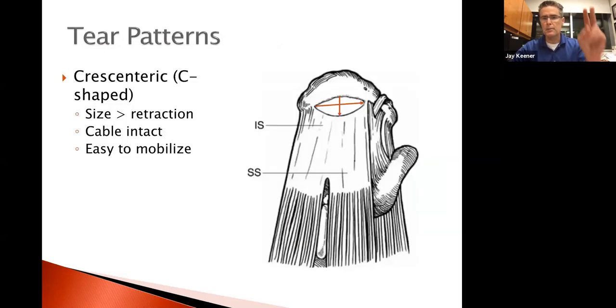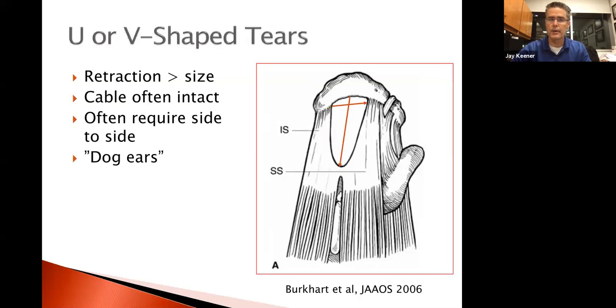So let's talk about some common tear patterns. This is what you want to build your practice on, the beautiful crescent tear. These are so easy to fix. So in these tears, the size of the tear is greater than the retraction. Usually these are cable intact and they're easy to mobilize, easy to repair, and they often heal regardless of your repair construct.